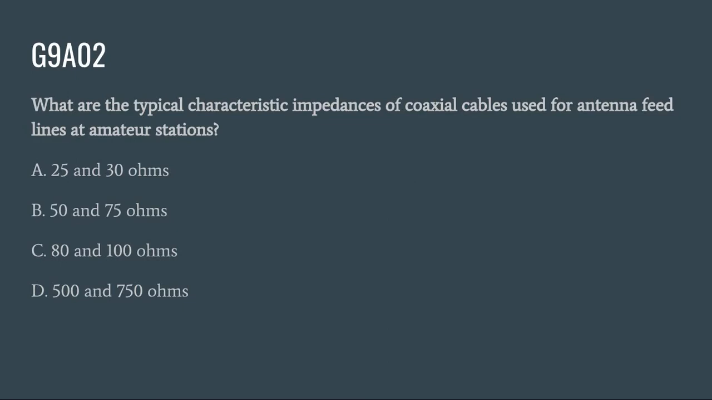G9A02. What are the typical characteristic impedance of coaxial cables used for antenna feed lines at amateur stations? A. 25 and 30 ohms. B. 50 and 75 ohms. C. 80 and 100 ohms. Or D. 500 and 750 ohms. Correct answer, B. 50 and 75 ohms.